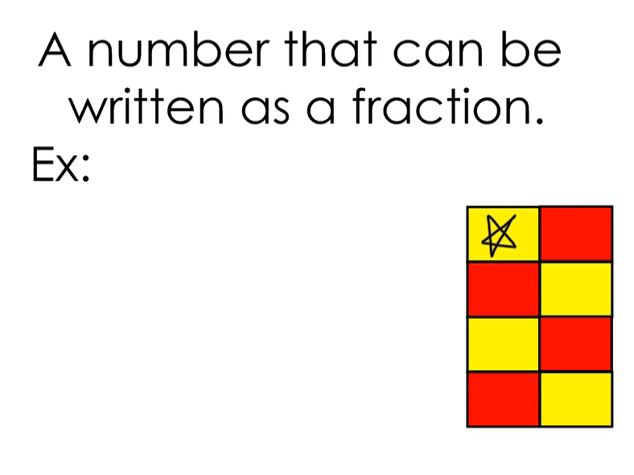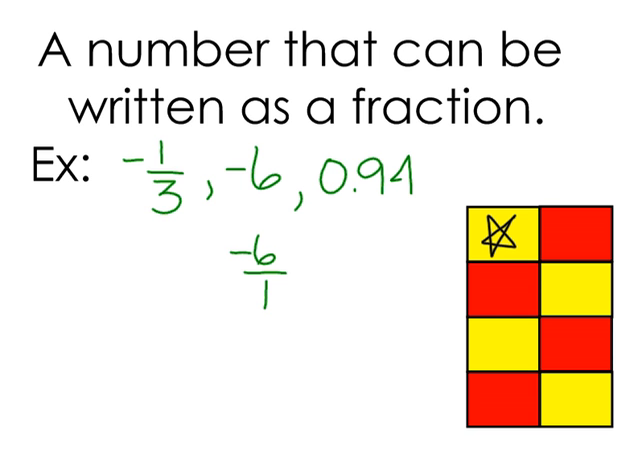And for examples, we can have the fraction -1/3, that could be written as a fraction. Integers, any whole number, would also count. So for example, -6, because -6 could be written as -6/1 and have the same value. And you could also have any repeating or terminating decimal. So for example, 94 hundredths would also count as a rational number.